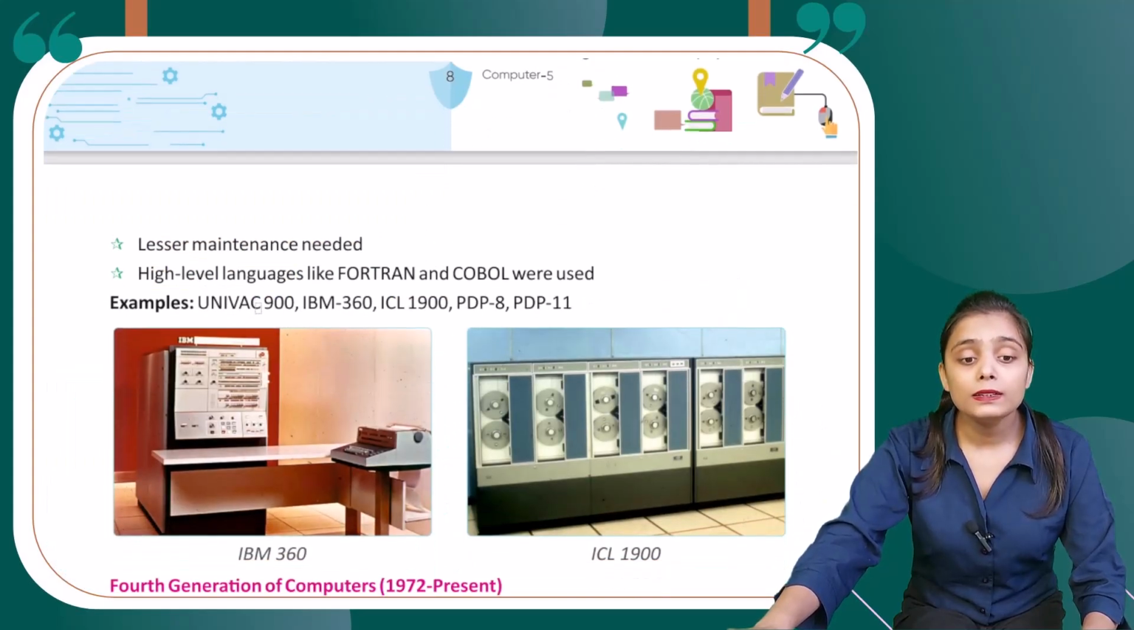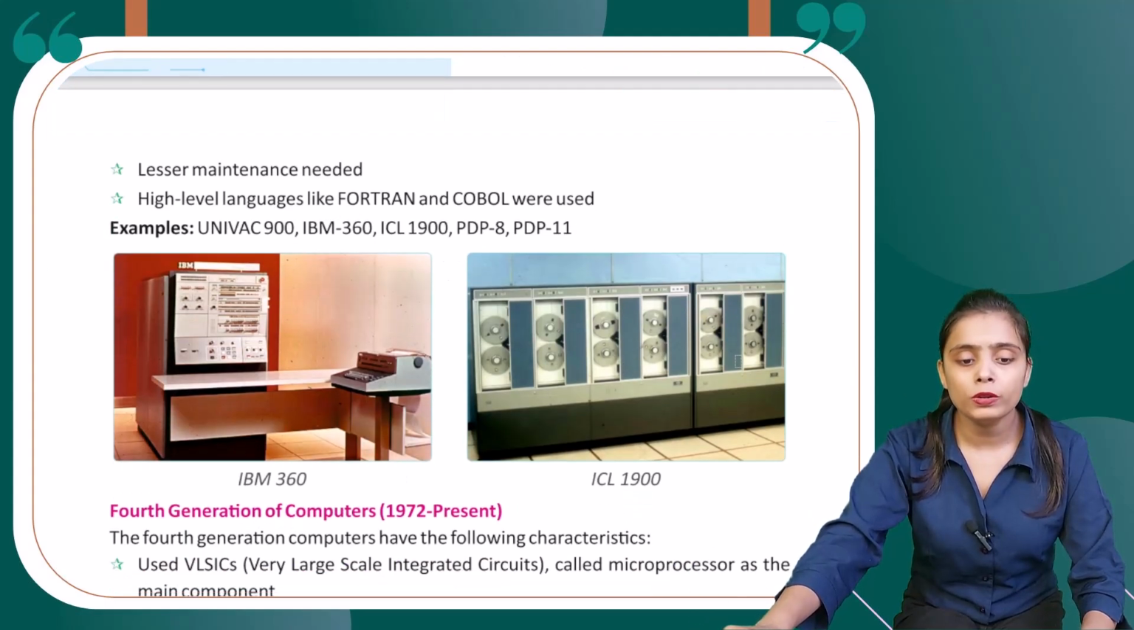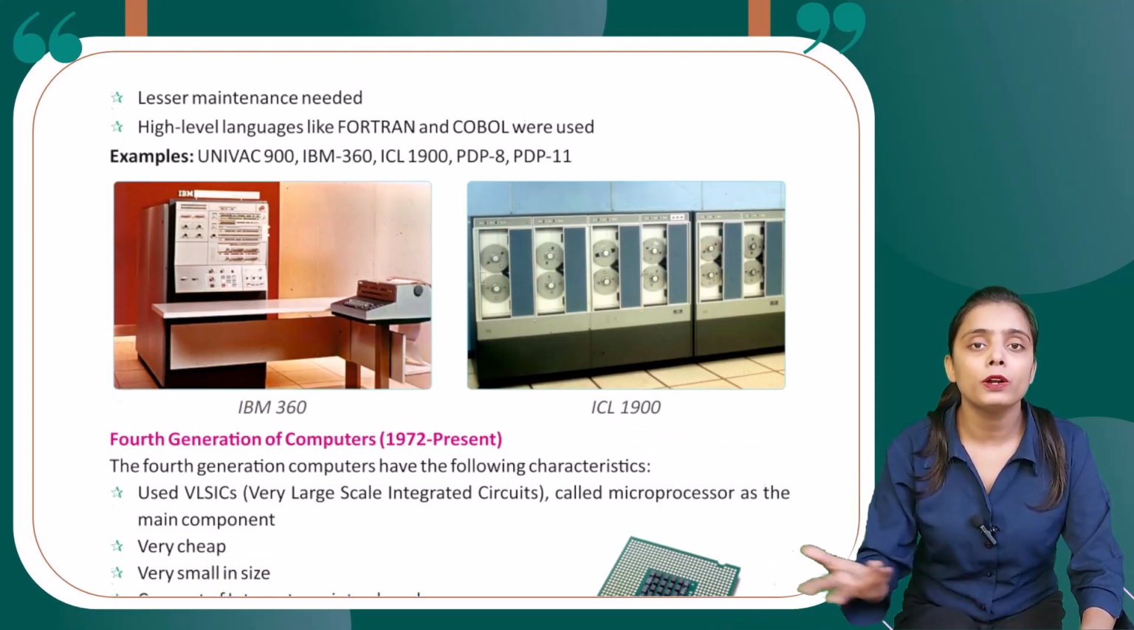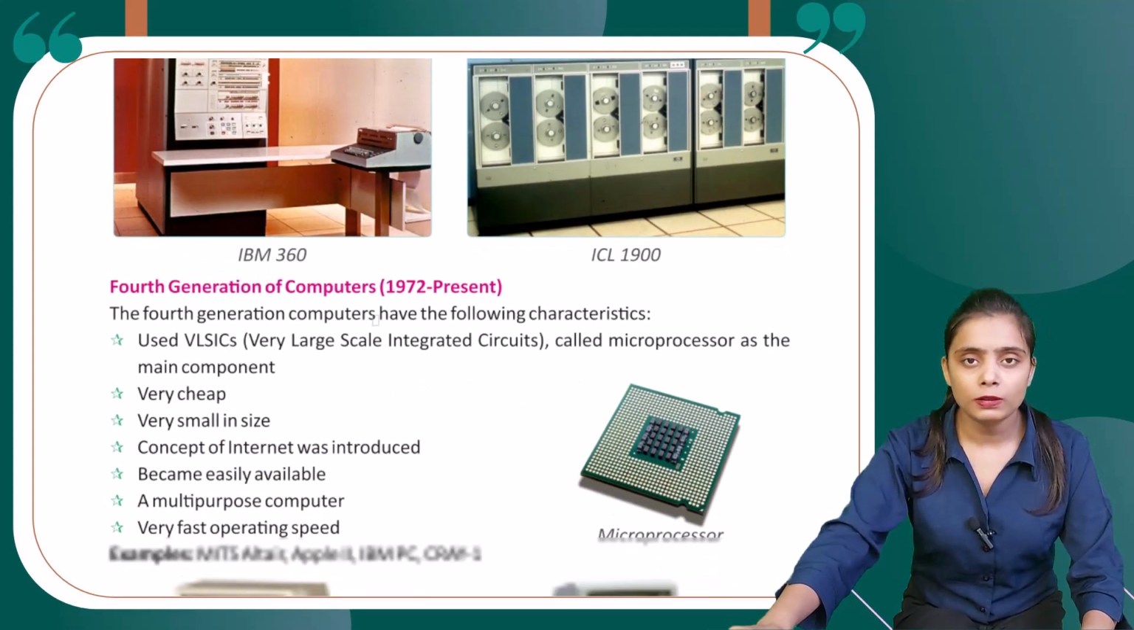Plus lesser maintenance needed. Okay, and high level languages came into view, like Fortran and COBOL were used. Okay, now examples: UNIVAC 900 and IBM 360, ICL 1900, PDP-8 and PDP-11 are the examples of third generation of computer. Here you can see the picture of these computers, and they are really small in size as compared to first generation and second generation, and obviously more reliable than them.